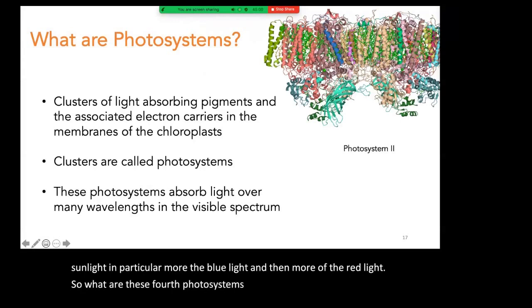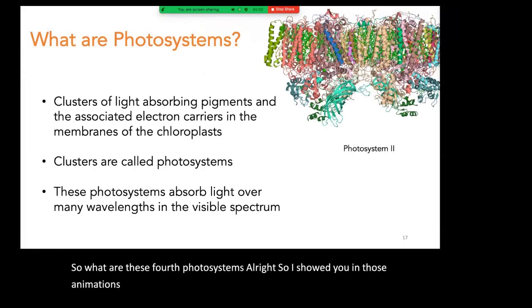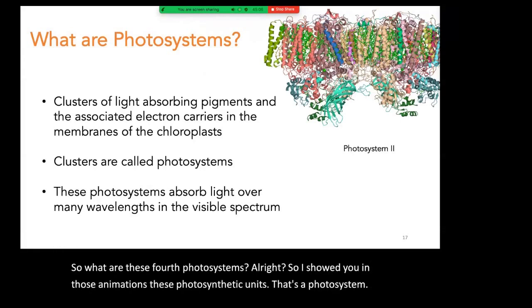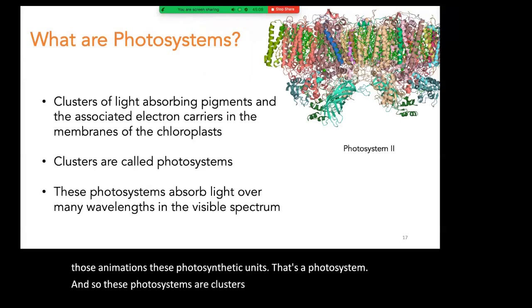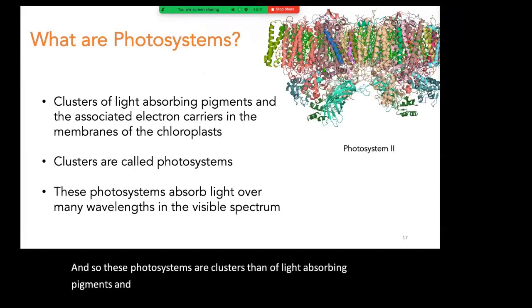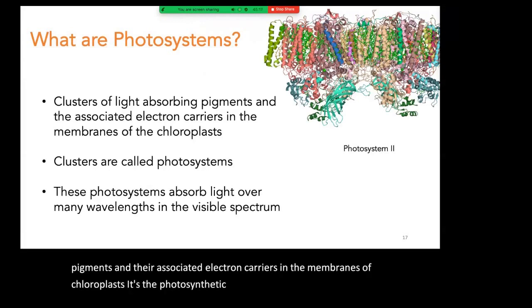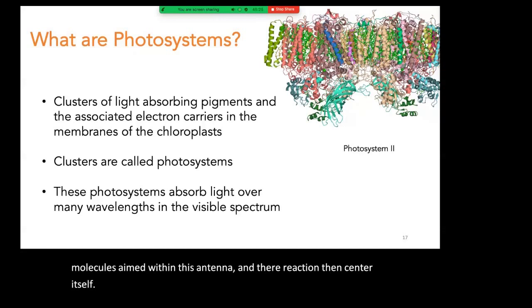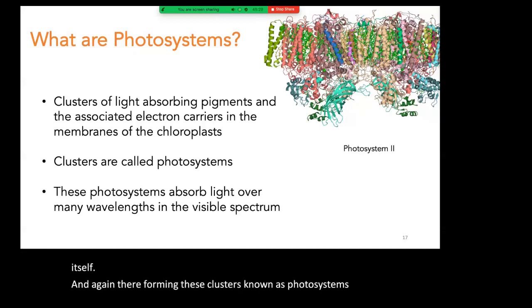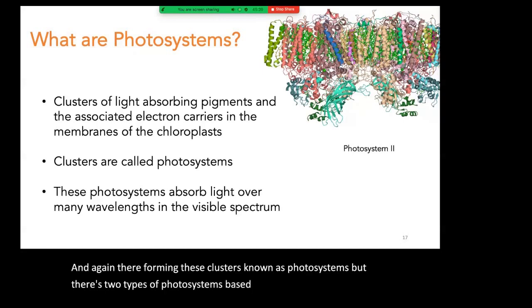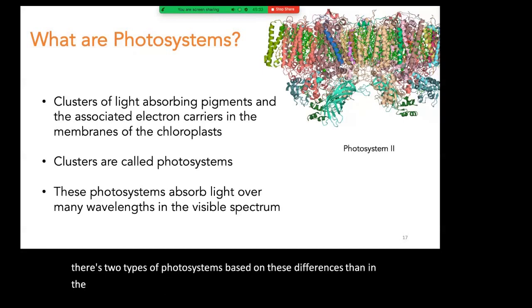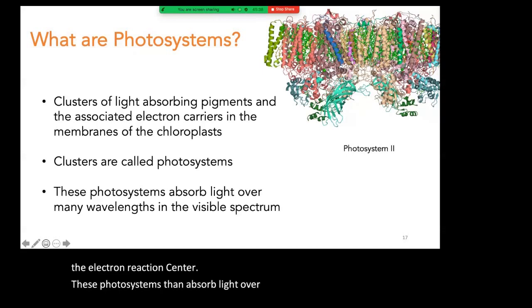All right, so I showed you in those animations these photosynthetic units. That's a photosystem. These photosystems are clusters of light absorbing pigments and their associated electron carriers in the membranes of chloroplasts. It's the photosynthetic unit. It's all the chlorophyll molecules aimed within this antenna and the reaction center itself. And again, they're forming these clusters known as photosystems, but there are two types of photosystems based on these differences in the electron reaction center. Okay. These photosystems absorb light over different spectrums of the visible spectrum itself.